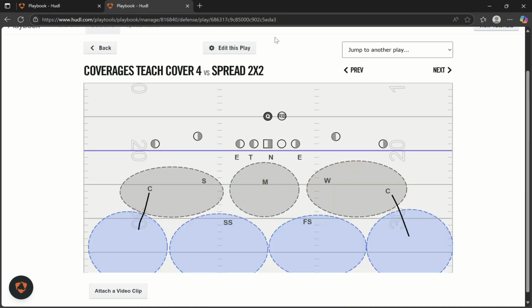The last basic coverage we're going to go over is cover 4. Cover 4 zone, just straight cover 4. Like the number says, it's 4, so 4 deep defenders. The corner, strong safety, free safety, and the other corner are all responsible for a fourth of the deep zone. Our strong side backer has curl to flat. Our Mike has the hole, so he has both hook zones. Our weak side backer is responsible for curl to flat.